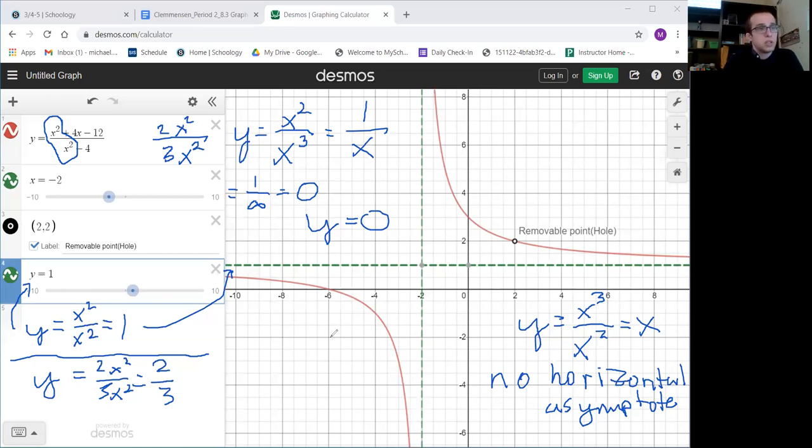Are there any questions on these horizontal asymptotes and how to find them? This would be another great one to take a screenshot of.